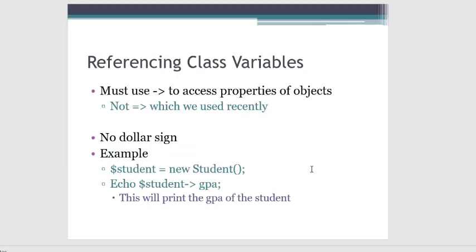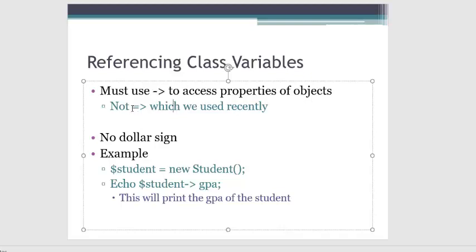So, referencing class variables. This is where things get a little bit weird. Let's say you create an instance of a class and you want to reference the name of that cat or the weight of that cat or use one of its methods. You've got to use this arrow operator right here. It's a hyphen and an arrow, a right arrow.